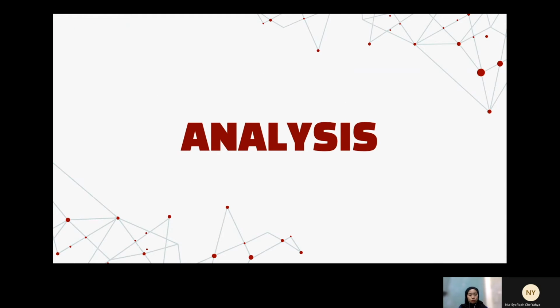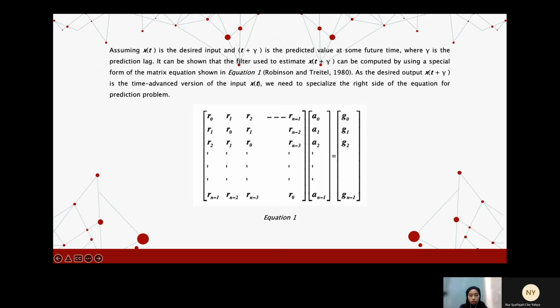Now I will start to present the analysis of spectral decomposition based on the Iqbal et al. journal. Assuming x(t) is the desired input and x(t+y) is the predicted value at some future time, where y is the prediction lag, it can be shown that the filter used to estimate x(t+y) can be computed by using a special form of the matrix equation shown in equation 1.